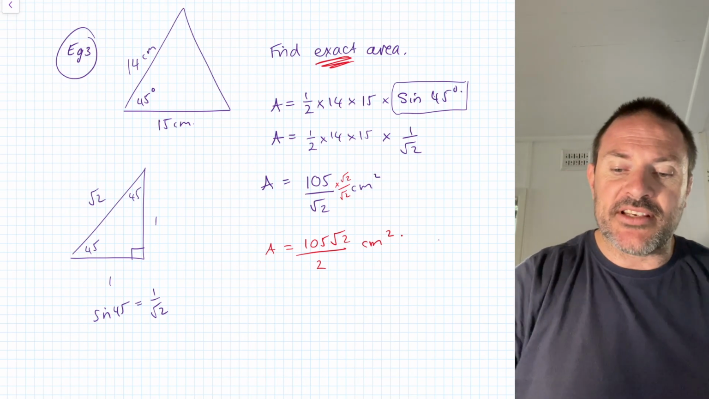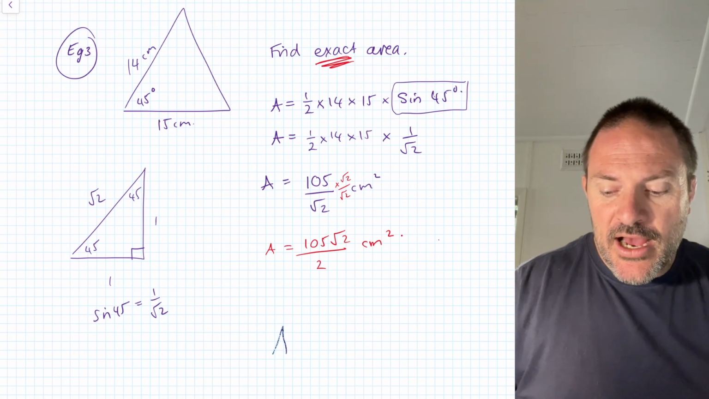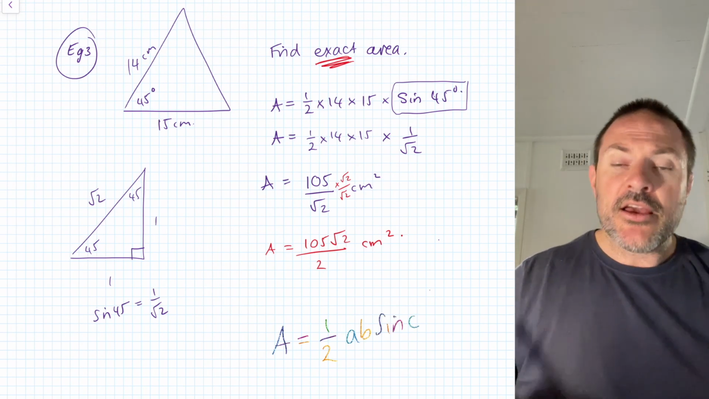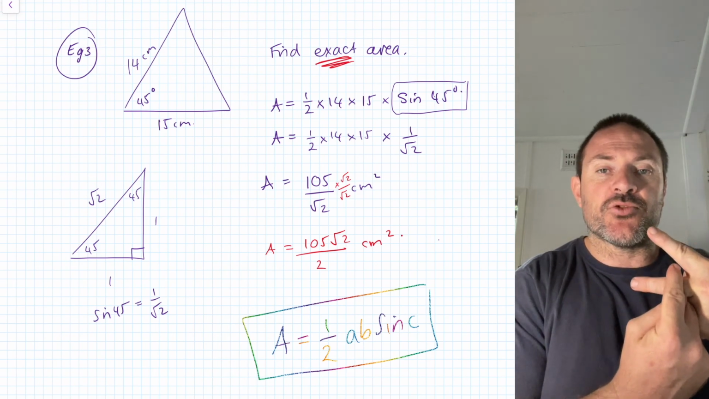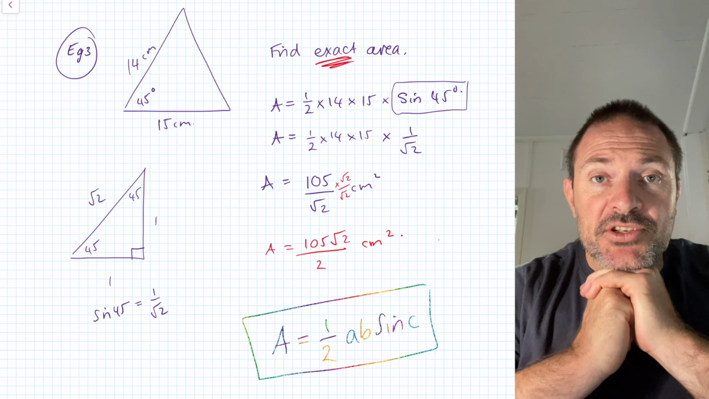So once again, just to reiterate, my rule says area equals half AB sine C. Okay, making sure that the two sides have the included angle in between them. That's the most important part. And then obviously answer the question as you see fit.